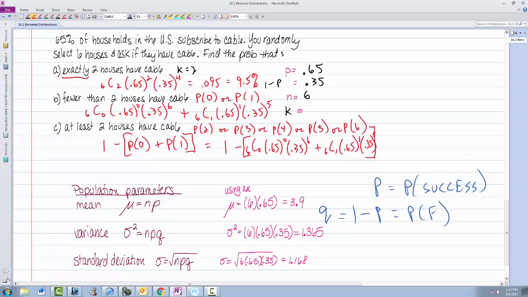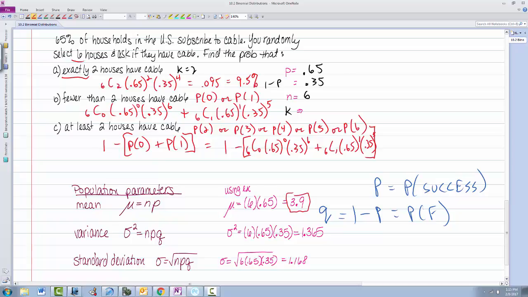It means average, okay? So you find mean by just taking the amount of trials. If you can get back into yesterday's notes, we had X amount of times we're going to visit a house. In this case, we randomly look at 6 houses. So n is 6. And then p, we got to get that down as that is the probability of success, whatever we're looking for. So we're looking for houses to have cable when we're trying to find them. So the probability of a single house having cable is 65%.